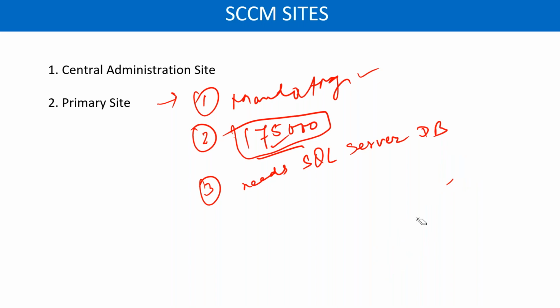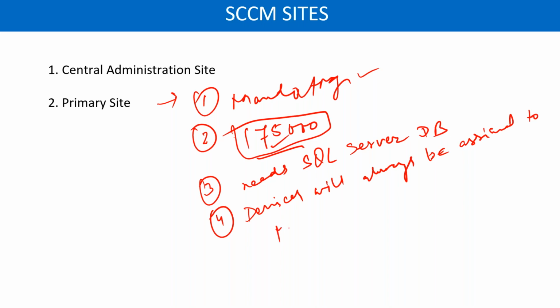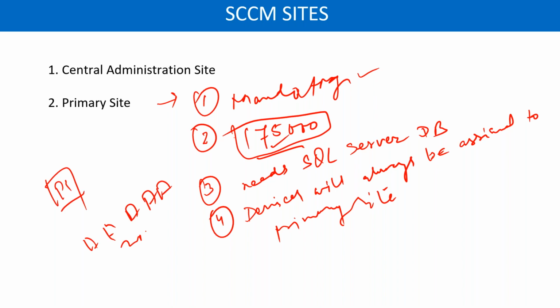Yes. Point number 4, devices. Your server, your laptop devices will always be assigned to the primary site, that's the right word, assigned. So you have a primary site and you have devices, let's say 5,000 or 20,000, let's say 20,000 devices, they will be assigned to the primary site.